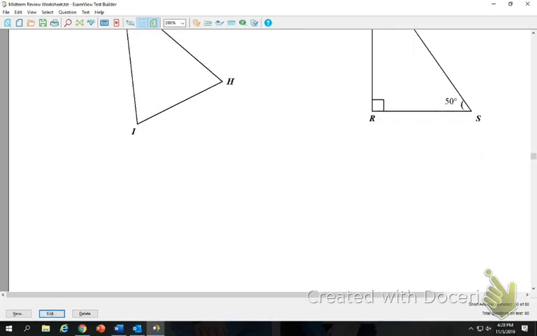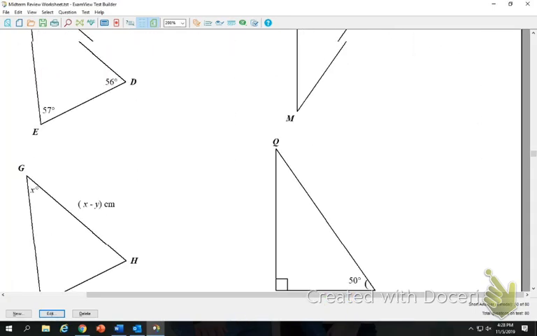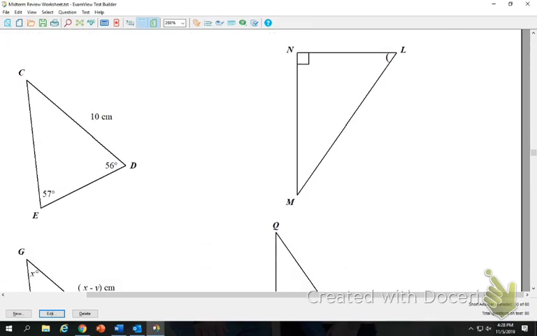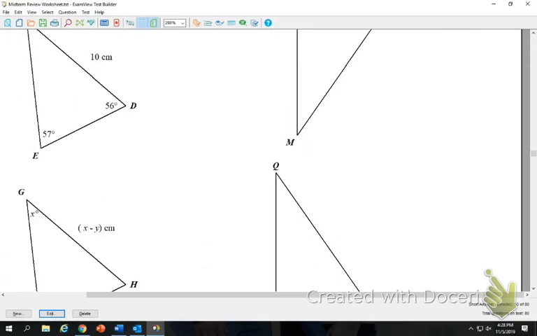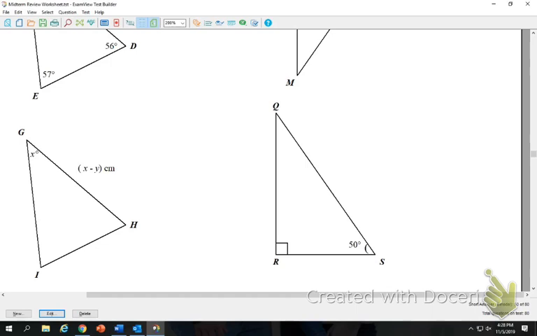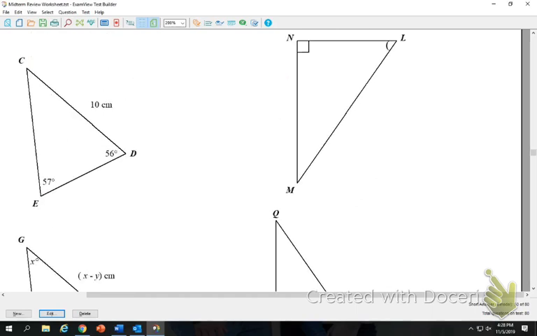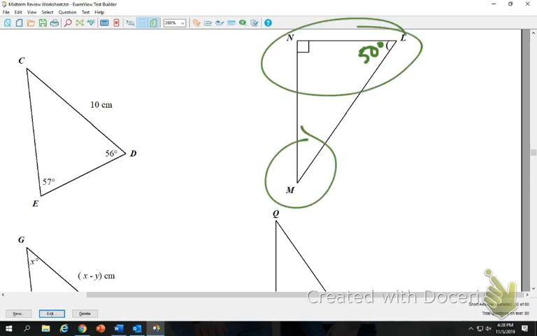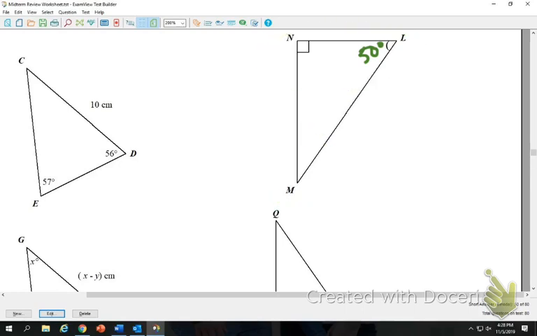My next problem is simpler. It says find the measure of m. These two triangles go together. This little arc means that the angles are congruent. So that means L is also 50 degrees. Then you have two angles out of three angles in a triangle. Add them up, subtract from 180, which means angle M equals 40.